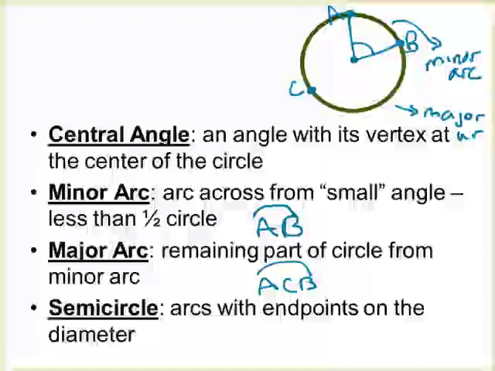A semicircle is an arc with its endpoints on the diameter. What is the diameter? Line goes through the center from edge to edge on the circle. So it's a chord that goes through the center. So a semicircle, if it has its endpoints on the diameter, will be half of the circle. Okay? Minor is less than half of the circle. Major is more than half of the circle. If it is exactly half of the circle, that is a semicircle.